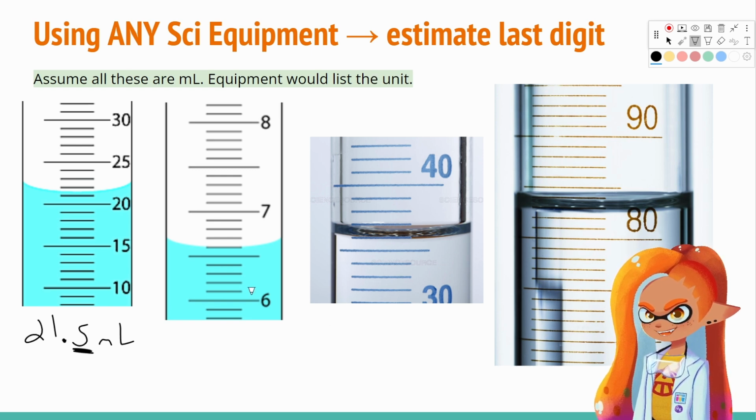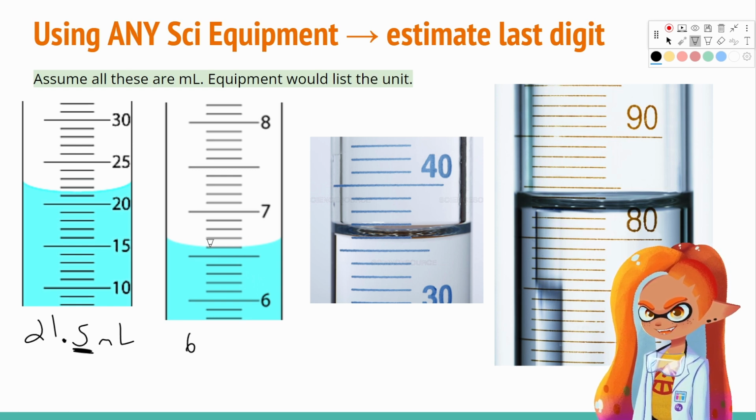Okay, here we have a 6 to a 7, so that means we have this many lines. If I were to count, then therefore I know that each of these corresponds to 0.1. So I know this is 6, 6.1, 6.2, and so on. So I know for sure it's between 6 and 7.